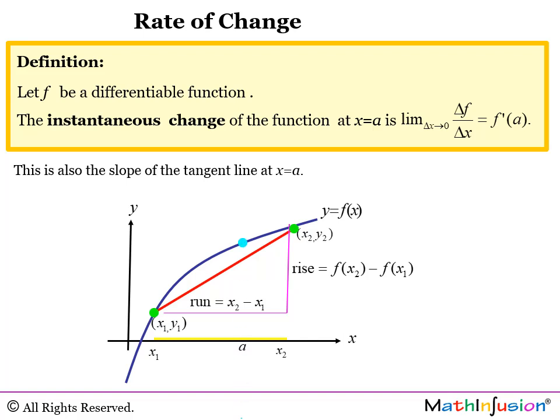this point has coordinates a and f of a, and here is the tangent line, and the slope of this tangent line at x equals a is the instantaneous change of the function at x equals a.